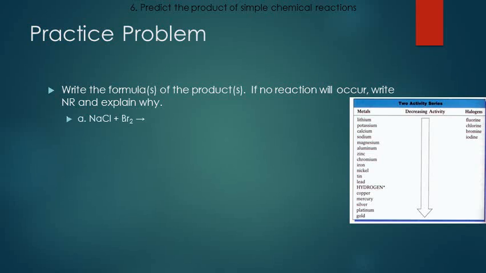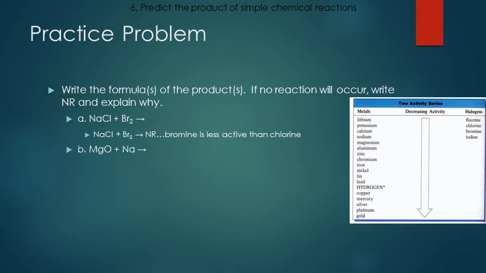First one, we have sodium chloride reacting with bromine. If a reaction is going to occur here, the bromine would replace the chlorine. It's going to replace the nonmetal or the anion, because bromine itself is an anion or a nonmetal. So we need to consult our activity series here. Notice bromine is less active than chlorine. So this will not happen. This would be no reaction because that bromine is less active than chlorine.